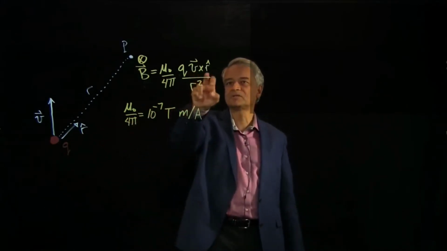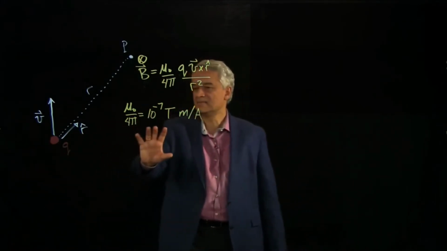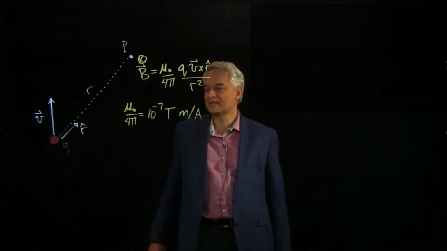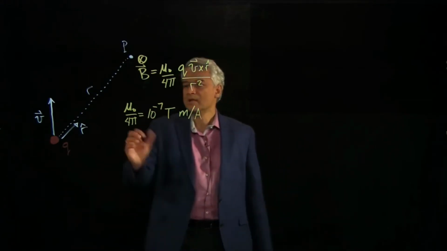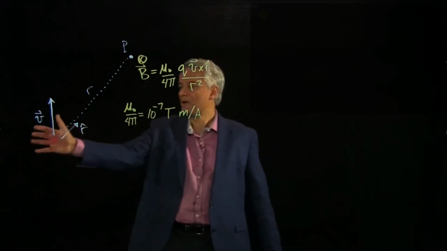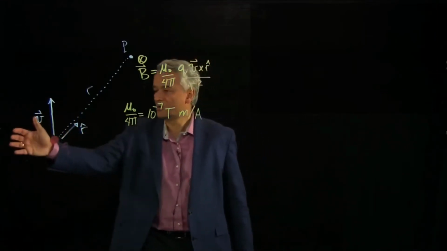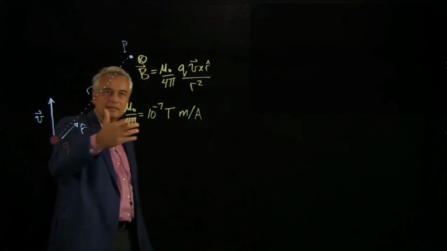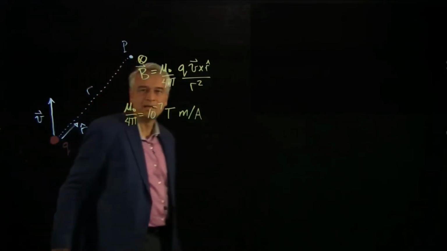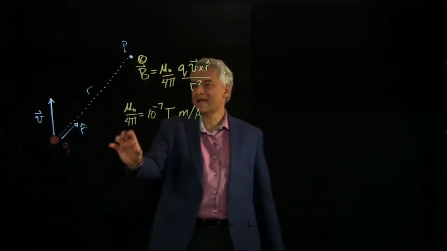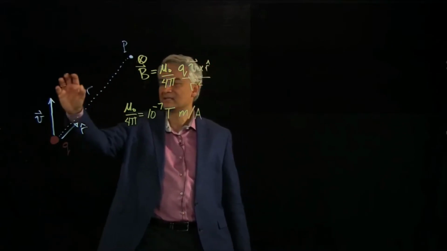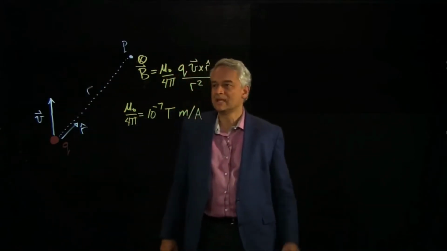The other thing which the V cross R hat does is it sets up the pattern in space of how the direction and the strength of the field vary. So the field on this side over here is going from me towards you. On this side over here, it's coming out from you towards me. And its magnitude at a given distance r is greater over here. As it gets less. All of this we talked through last time.